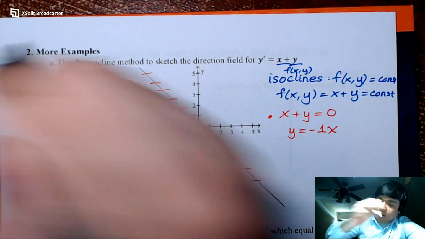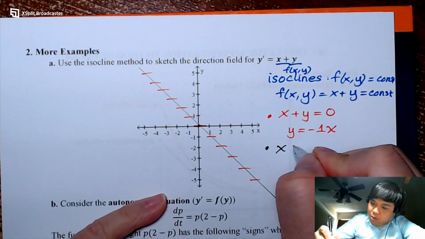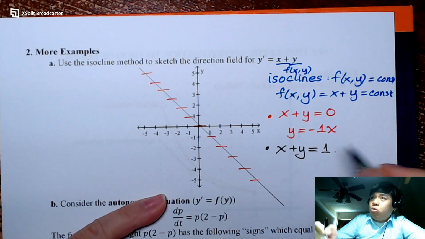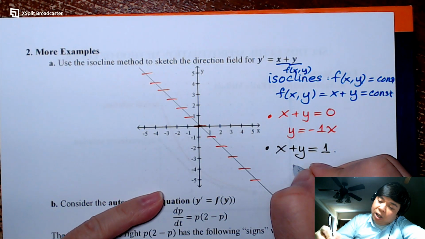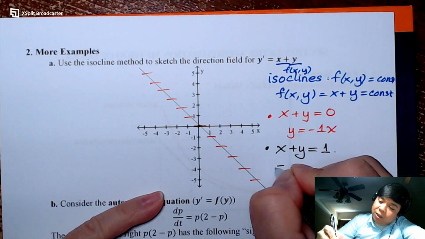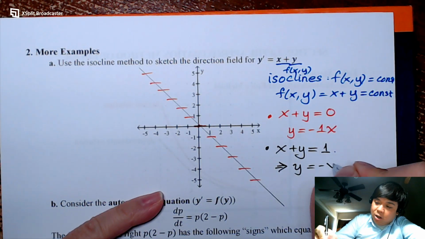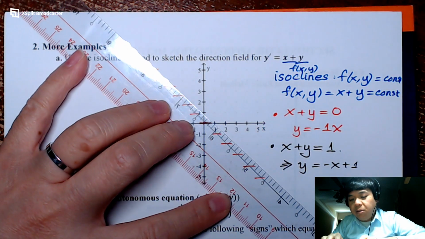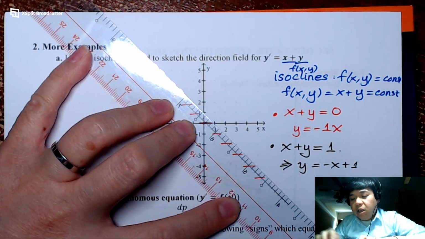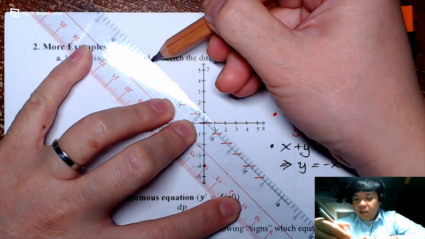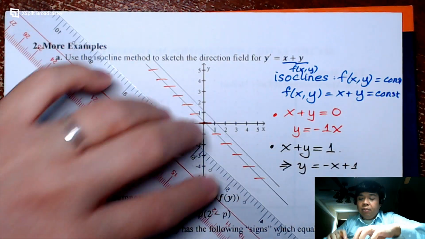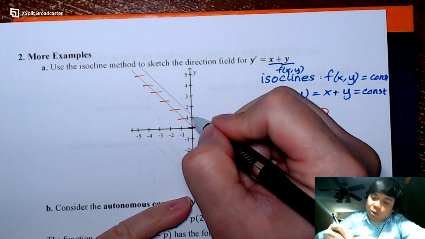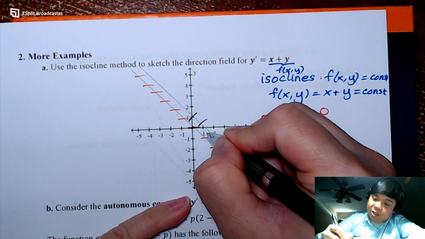Next, what if x plus y equal to 1? Subtract x on both sides, we have y equal to negative x plus 1. So we go up 1 unit, and that will be this isoline. And every point on this line will have the same slope of 1, which is 45 degrees. So we have that.